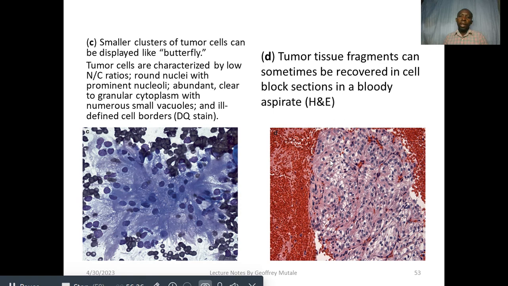So under histology, we can see the tissue fragments which can sometimes be recovered in cell block sections of a bloody aspirate. This is so much clear with the red blood cells, many of them. Here we are putting the cursor and we can see some infiltrating the tumor, but that's a good illustration of the tumor.